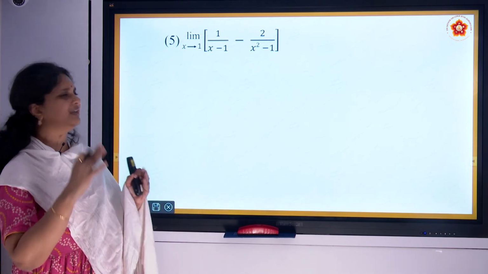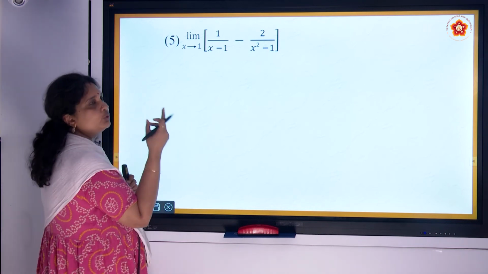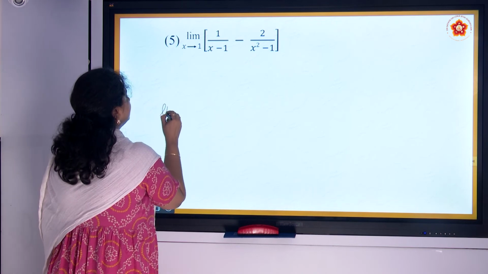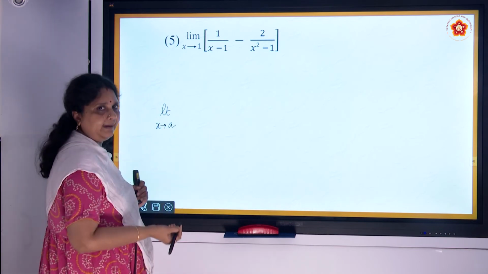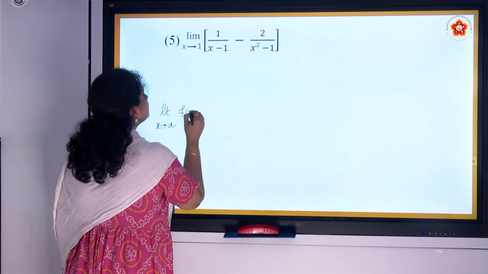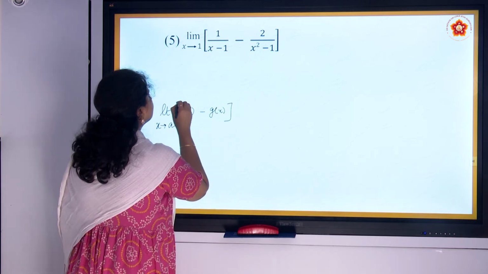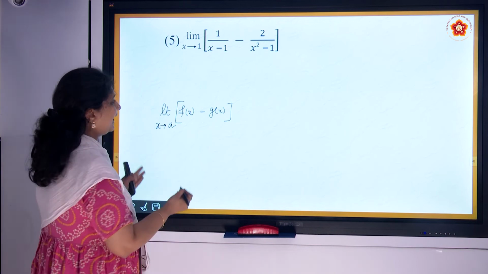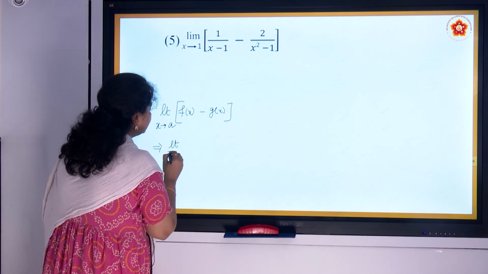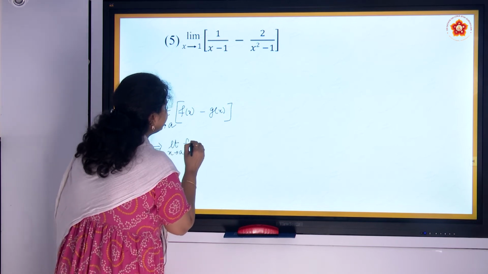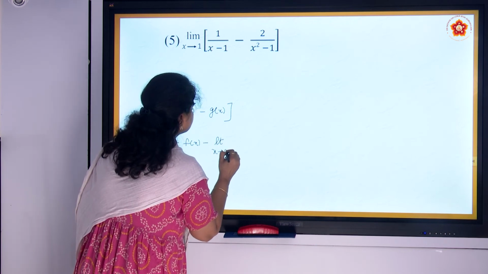In the next class, we'll have a look into each and every property. But for now, I'll give you a property involving limits. Whenever you have a limit of x tending to some number a, a function minus another function, then you have the right to split it. That is, you can apply the limit to individual functions and find the difference of it.